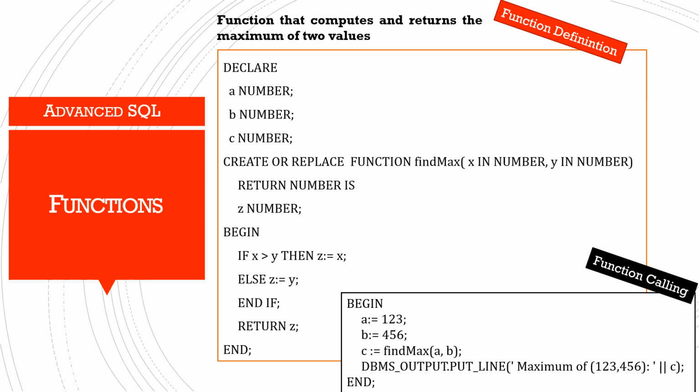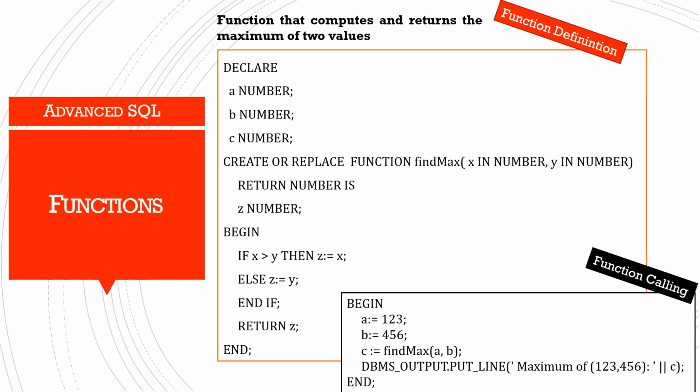We are going to find the maximum among these two values. C is equal to find_max, and we are passing these two values as parameters, A comma B. So A will be given to the variable X and B will be assigned to the variable Y. This notation is called positional notation. The first argument is assigned to the first variable in the parameter list. Then we are going to execute that particular function.